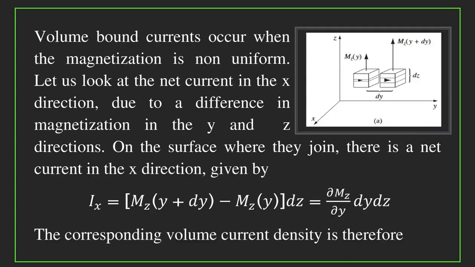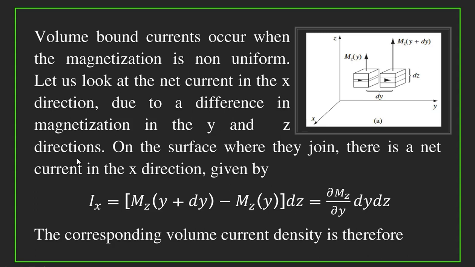Now, the next one is volume bound current density. It occurs only when the magnetization is non-uniform, because we have the expression J_B equal to del cross M. It will be non-zero only if M is not a constant. Now let us look at the net current in the x direction due to the difference in the magnetization in the y and z directions.